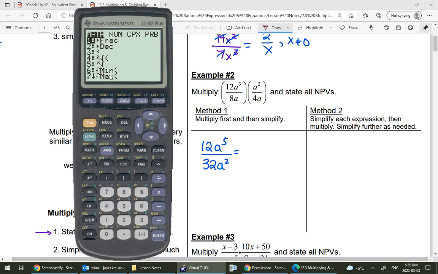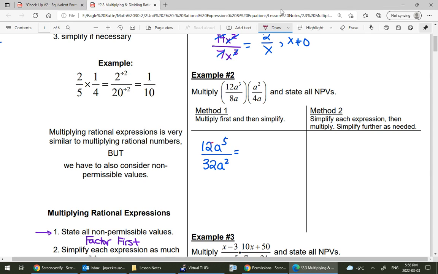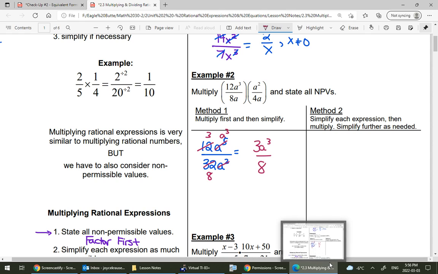So we're going to go math, frac is the first one, and math frac gives 3 over 8. So that means that when I reduce this, 12 is 3, 32 is 8, and a to the 5th over a squared, we're going to be left with a cubed. So we're going to have 3a cubed all over 8. All right, Joe, what did I forget to do? Oh, NPVs. You got it. All right, so I forgot to do my NPVs before I canceled.